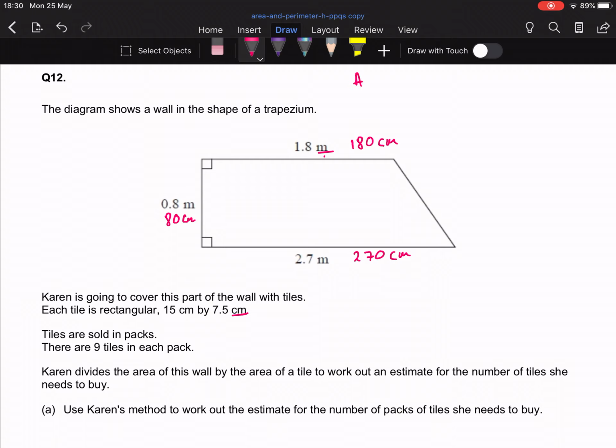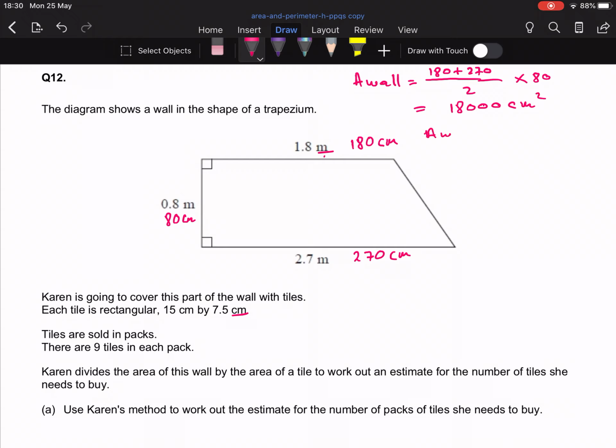So I'm going to work out the area of the wall. The formula for the area of a trapezium is half the sum of the parallel sides times the distance between them. So I'm adding the parallel sides, 180 plus 270, halving that, and multiplying it by the distance between them. I'm going to type that in my calculator: 180 plus 270 divided by 2 times 80. So I'm getting 18,000, and these are centimeters squared.